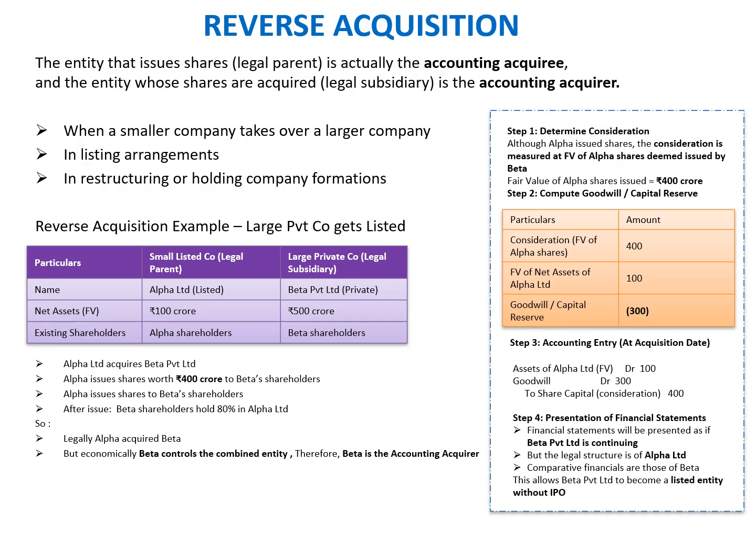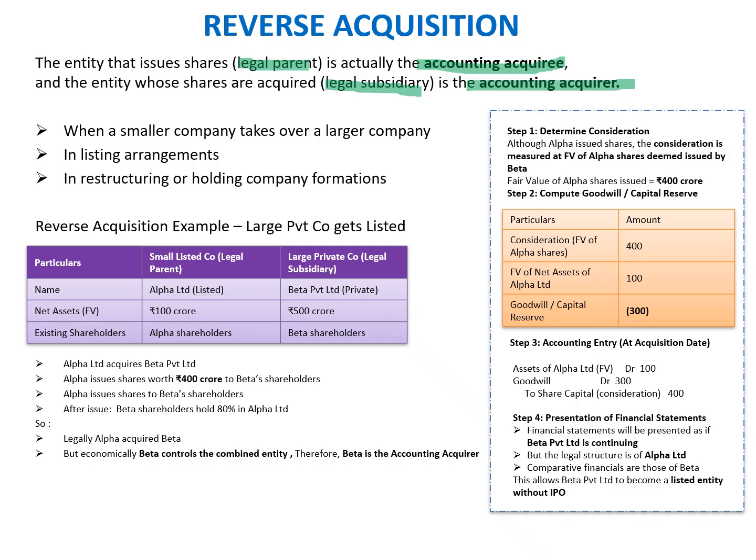Now we'll talk about another concept called reverse acquisition. Reverse acquisition means a situation where the entity that issues the shares, the legal parent, is actually the accounting acquiree, and the entity whose shares are acquired, the legal subsidiary, is the accounting acquirer. This is a typical scenario when a small entity is acquiring a large business, and though on paper the legal acquirer is the small company, the accounting acquirer is the large company.